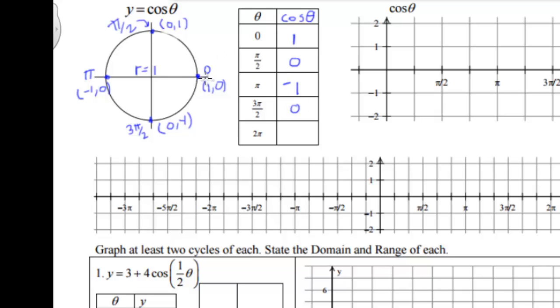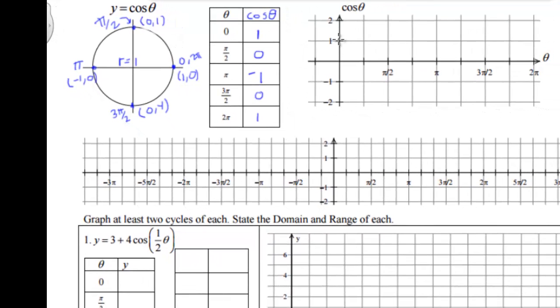and back to the beginning, or remember you can think of this as 2 pi, and we're back at 1 again. So the cosine function starts at 0, 1, and then pi over 2, 0, and pi, -1, and 3 pi over 2, 0, and 2 pi, 1.